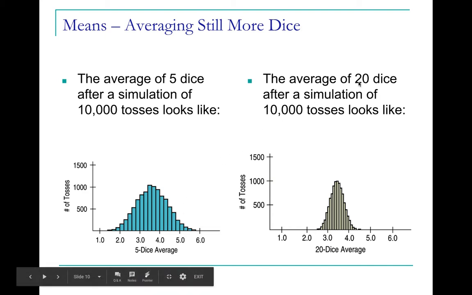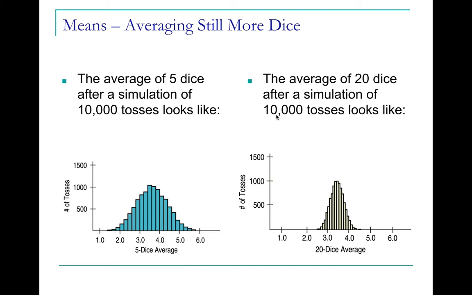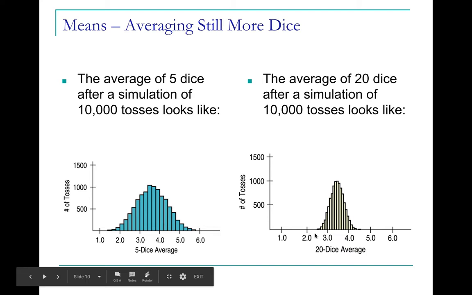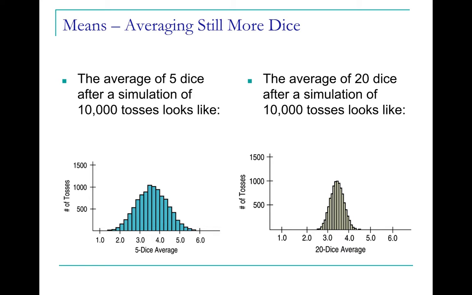If you were to increase the dice to 20, you're increasing your sample size now. After a simulation of 10,000 tosses, it ends up looking like this, where the center is clearly at 3.5, and those extreme values have just shifted in towards the center of the histogram because they become less likely. So as you increase your sample size, you're going to have less variability, and you're going to become closer and closer to your actual center. This would work too for proportions, but I'm just demonstrating it here with means.